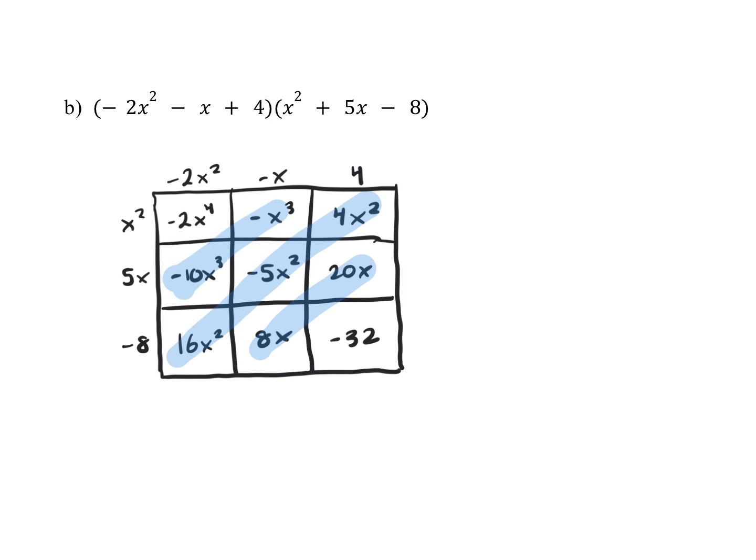So if you notice, your x cubed terms are here, your x squared terms are here, and your x terms are here. So when I start to combine like terms, I have negative 10 and negative 1, which gives me negative 11x cubed. I have 16 minus 5, which is 11, plus 4, which is 15, so 15x squared. 8 plus 20, so plus 28x, and then I have my constant at the end.